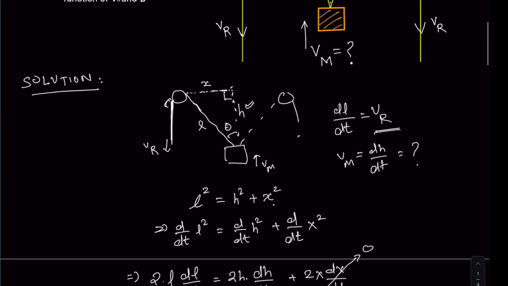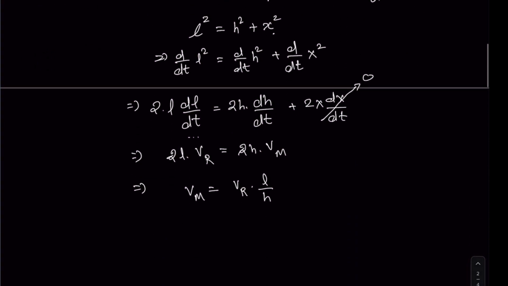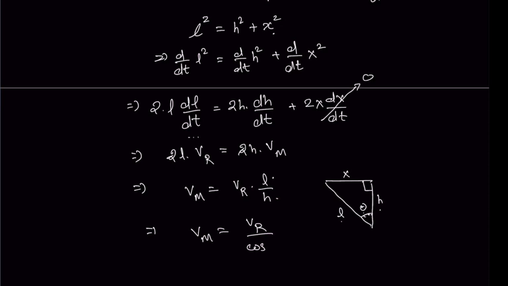Now if you look at this right angle triangle again, let's draw this again. L, x, h and theta. The relationship between L and h in terms of theta is that cos theta is h over L. So L over h is 1 over cos theta. So this implies Vm equals VR over cos theta. And this is the answer.